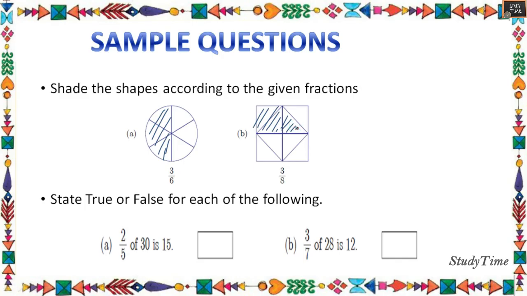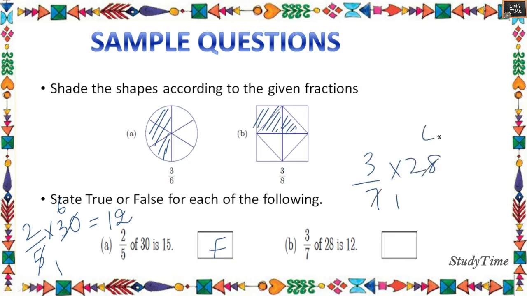Say true or false. 2 by 5 of 30 is 15. So 5 goes in 30 6 times, so it is 6. 2 into 6 is 12. So 2 by 5 of 30 is 12. So this is false. 3 by 7 of 28 is 12. Correct. So it is true.